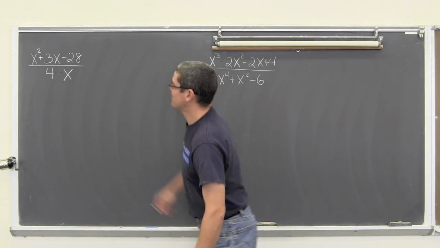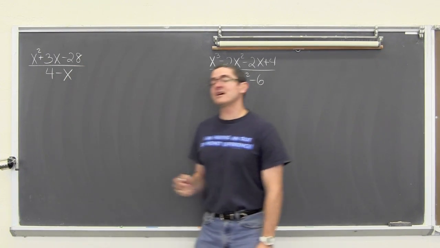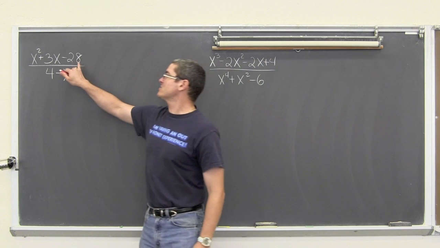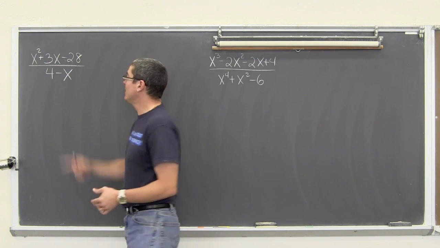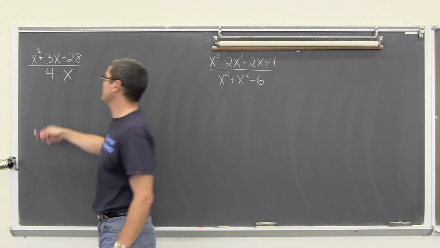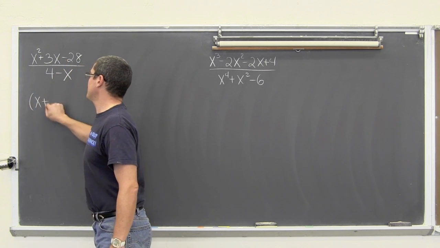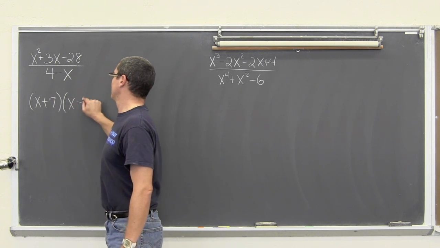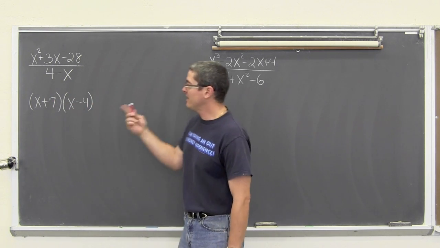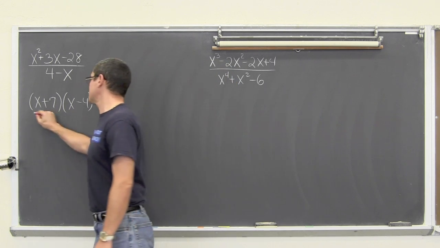Okay, next 2 examples. We have x squared plus 3x minus 28. Factors of 28 that subtract to be 3 are going to be 4 and 7. So we have a negative, so we want different signs. So we have x plus 7 times x minus 4. And in the denominator we have 4 minus x.